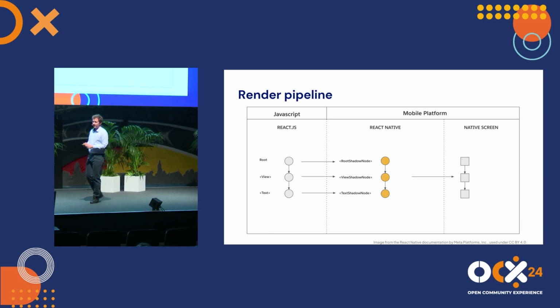And in the mount phase, the trees are diffed. There's a diff calculated between the different host view trees on the native side, and the native renderer basically applies different mutations to the host view native trees on the native side, depending on what you need to change. So that's one thing, drawing things on the screen.